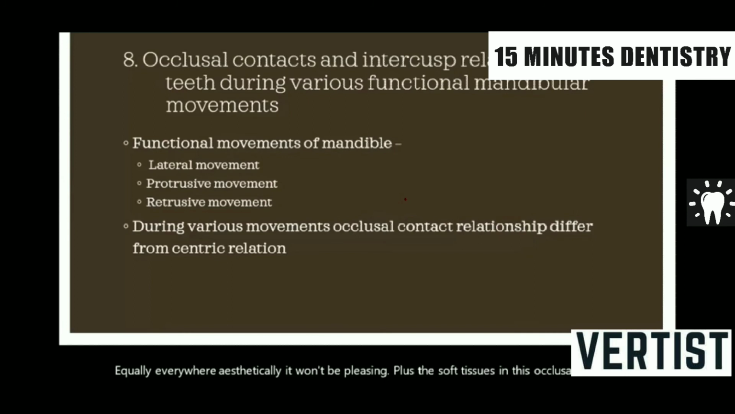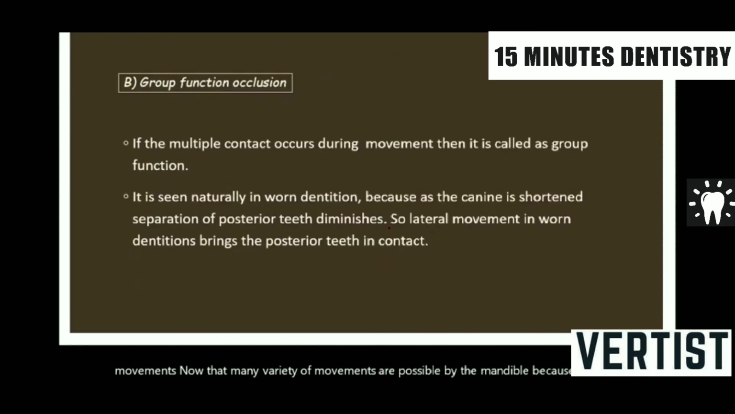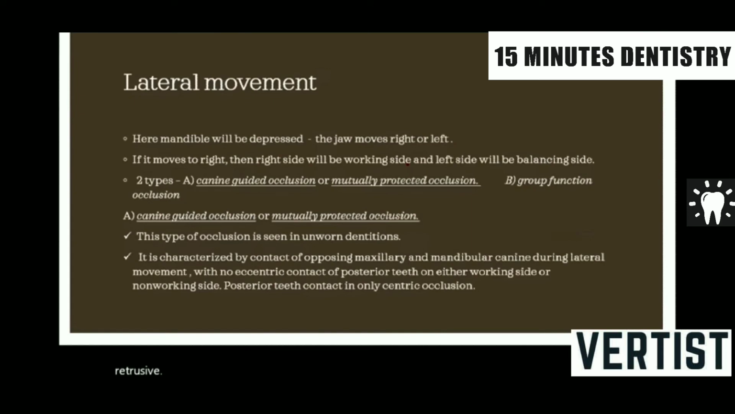Now, the next point is the occlusal contacts and intercuspal relationship during the various mandibular movements. There are many varieties of movements possible by the mandible because it is quite freely movable. But the most important are these three movements: the lateral, protrusive and retrusive movements. In lateral movement, first the jaw will depress, then the mandible will move either to the right or the left side. If it moves to the right side, then the right side will be called the working side, whereas the opposite side, that is the left side, will be called the balancing or non-working side.